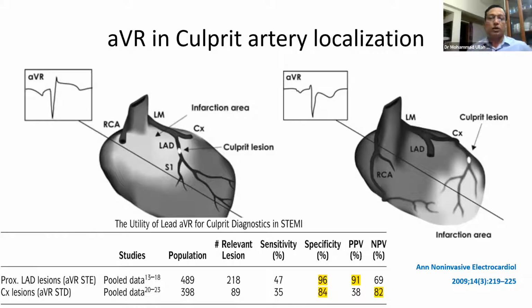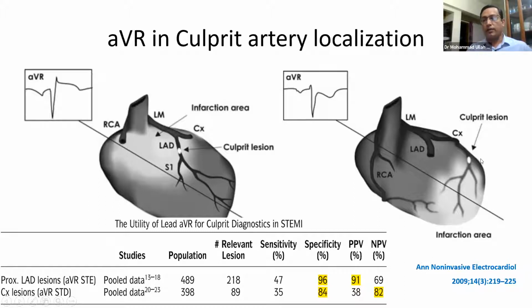You can use AVR for culprit artery localization in different things. You know that AVR looks at the posterolateral upper part of the heart, mainly the infundibular part of the right ventricle and basal part of the left ventricle. And this part is supplied by the right coronary artery and proximal part of the LAD. So if there is ST elevation in AVR, it can be due to proximal LAD lesion or left main lesion or proximal RCA lesion in case of inferior MI.